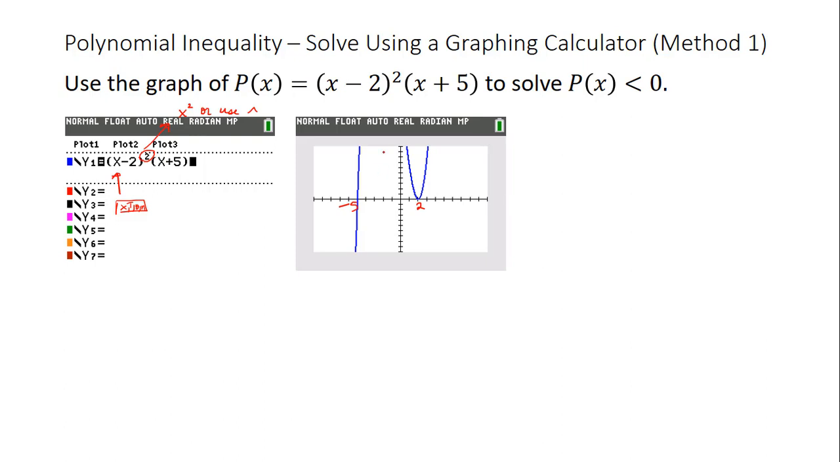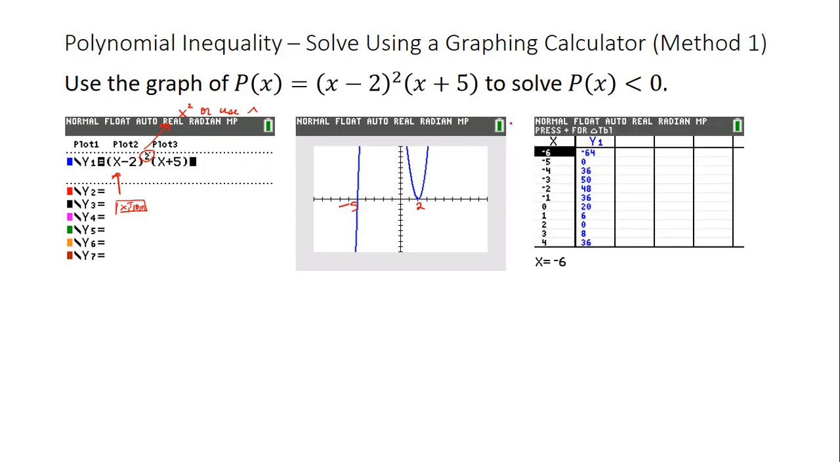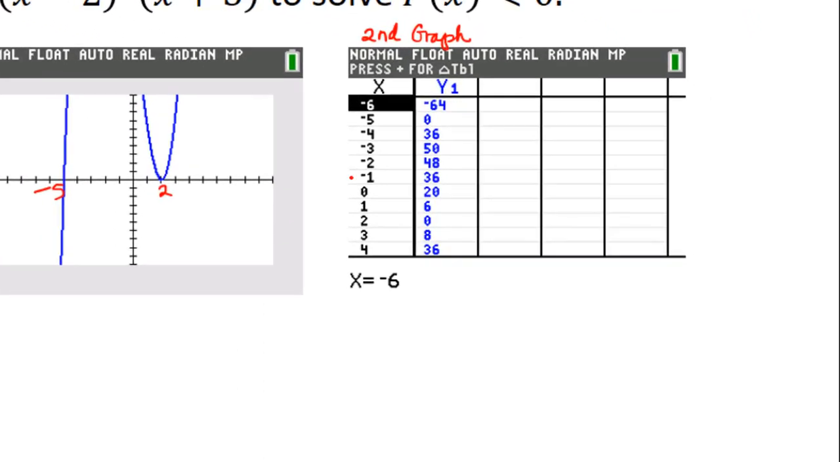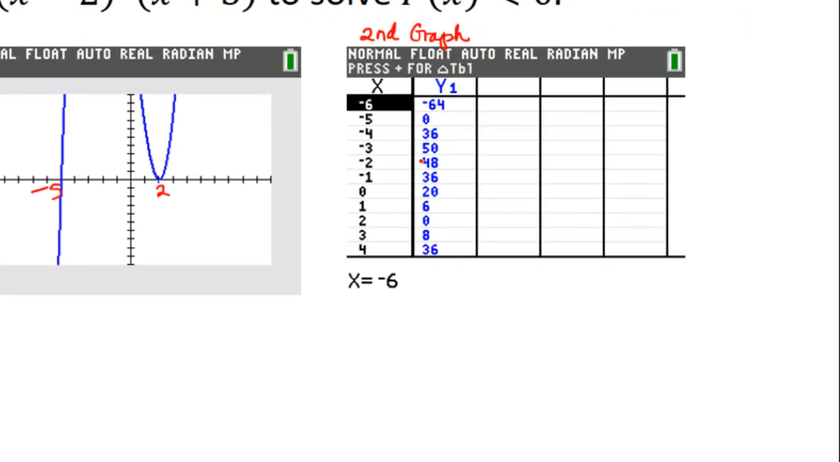If you want to see the true picture, then you can look at the table to figure out how you can resize the window. If I look at the table by going to 2nd Graph, I really need to think about what's happening between -5 and 2 so that I can resize this window, because our end behavior is up to the right and down to the left, so I don't really need to worry about that. But between -5 and 2, notice that it's going up to 50.